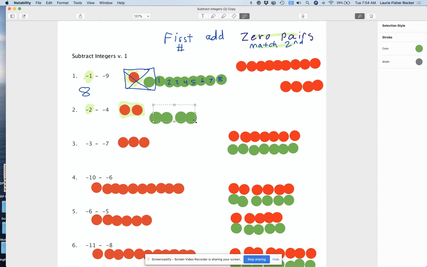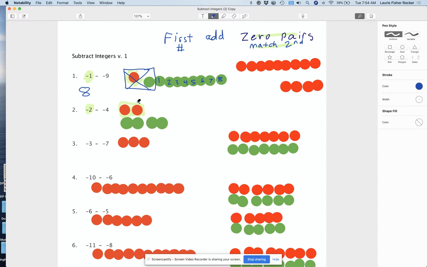I'm going to rearrange this a little bit. What's left is this, and I'll put those together. In the simplify step, I have 2 0 pairs that cancel out. I'm left with 1, 2, and my answer is 2. Notice the tiles that are left over are green, so my answer is positive.